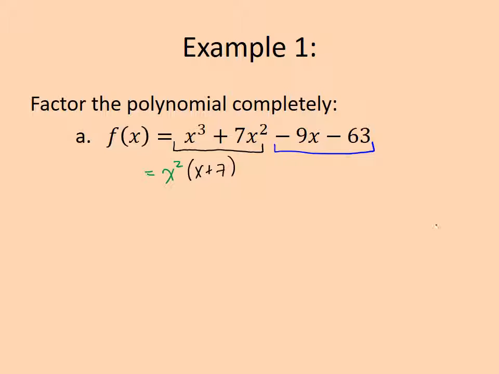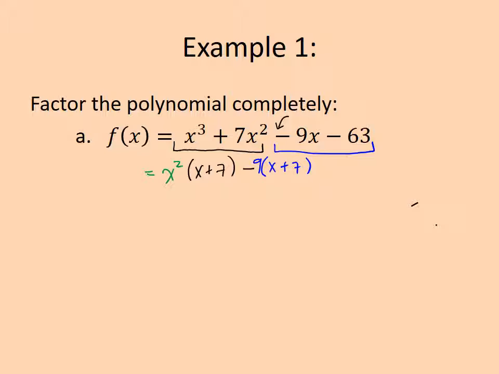In our second set of terms, we notice that there's a negative 9 in common. Now, whatever the sign is here, you're always going to keep. So there's a negative 9 in common. When we factor out the negative 9, we're left with x plus 7. Now, if you're wondering if I did that correctly, you can always redistribute the 9. So negative 9 times x is negative 9x. Negative 9 times 7 is negative 63.